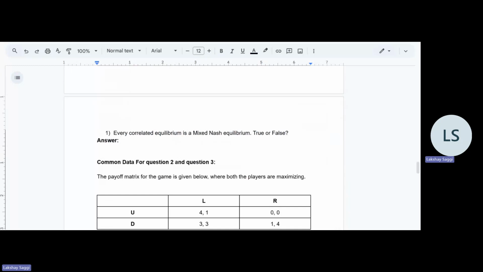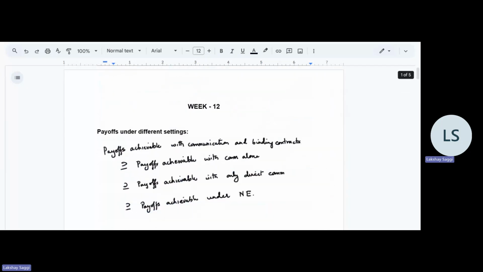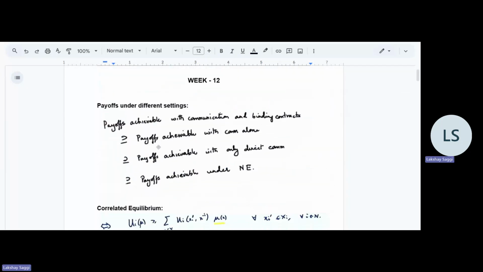So the first problem says that every correlated equilibrium is a mixed Nash equilibrium. Is this true or false? What we said initially was that correlated equilibrium comes under this umbrella: payoffs achievable with communication alone. In indirect communication, the payoffs achievable are a superset of the payoffs achievable under Nash equilibrium. Here in Nash equilibrium, we consider both mixed as well as pure Nash equilibrium.